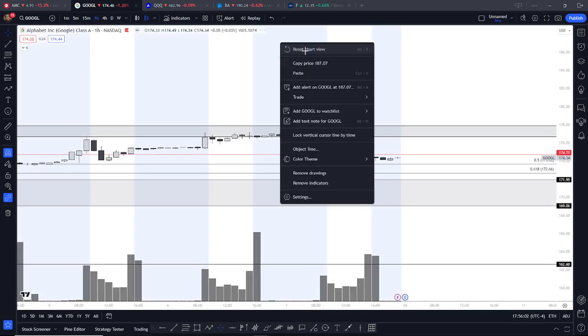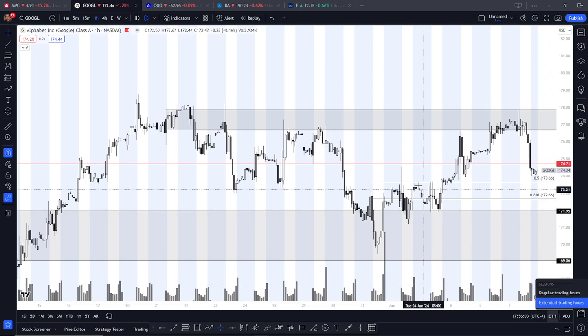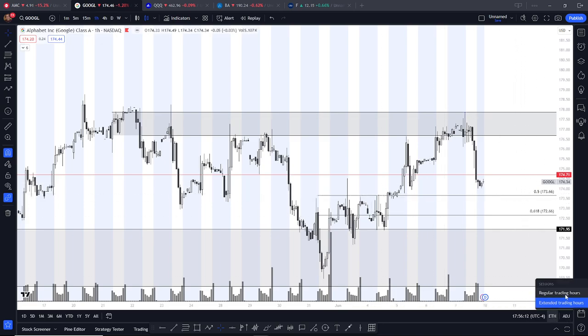If you go into the hourly chart, you're going to notice how this is a previous support turned into a resistance, then got the breakout, and never got the retest. That's very important in my opinion.